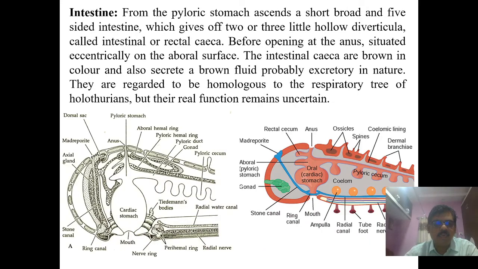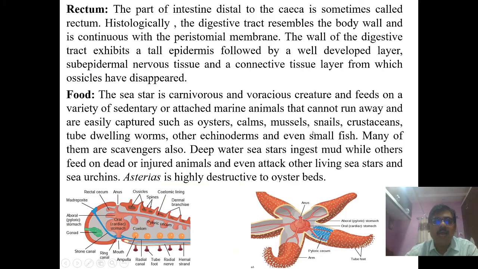In this structure, the body or the upper surface has these ossicles and the spines. But at this region of the rectum, the opening where the anus is, the ossicles are lacking or absent. So it forms an opening, and that opening we call the anus. So this is the last part, that is the rectum, and the opening which is present on the aboral surface, that we call the anus.